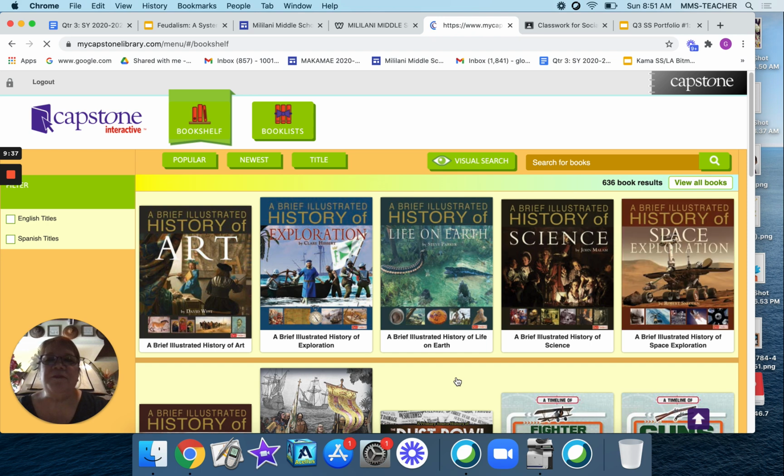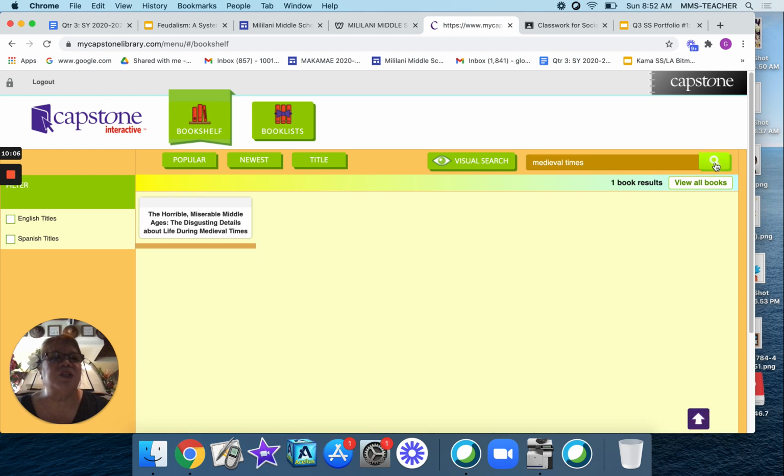Now, after you press go, it'll take you to the Capstone Interactive Library. You're going to click on where it says search for books, because this will take it to you faster. So I'm going to click on this, and please type in medieval times. Medieval times. Oops, spell it correctly. Okay, once you type it in, click the search.